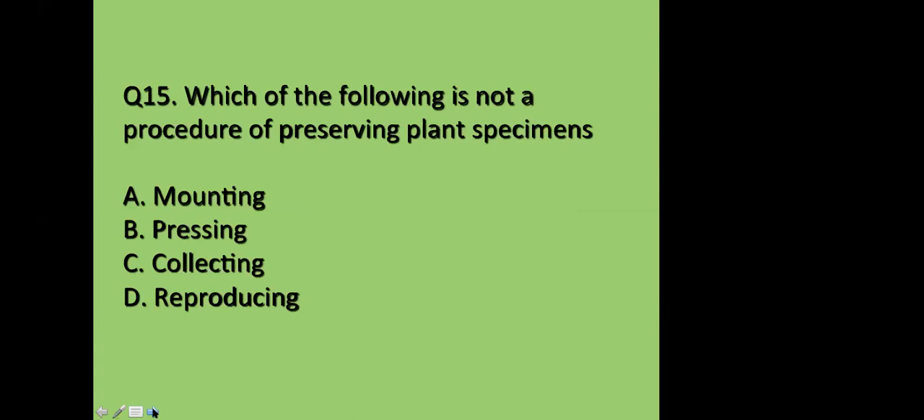Yes, ma'am. Okay. So the answer for this question will be option D, reproducing. See, we have seen the steps also, the correct way of preserving the specimens, collecting and preserving. So the first step was collecting, then comes pressing, after that mounting, and then labeling. Reproducing is not a procedure, it's not a step which is involved in preserving the plant specimens. Okay. Now let's move on towards the next question.